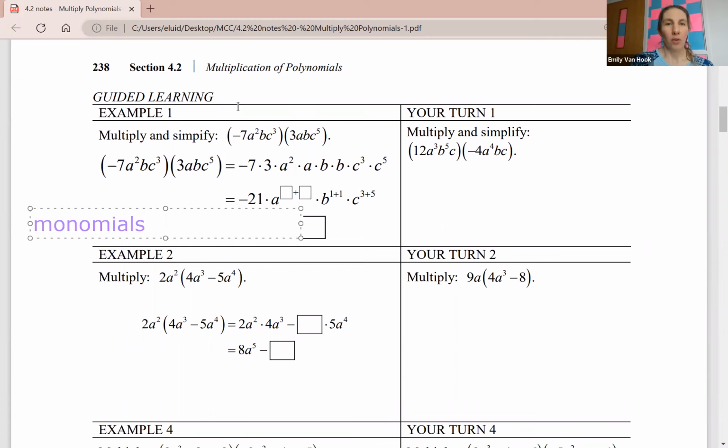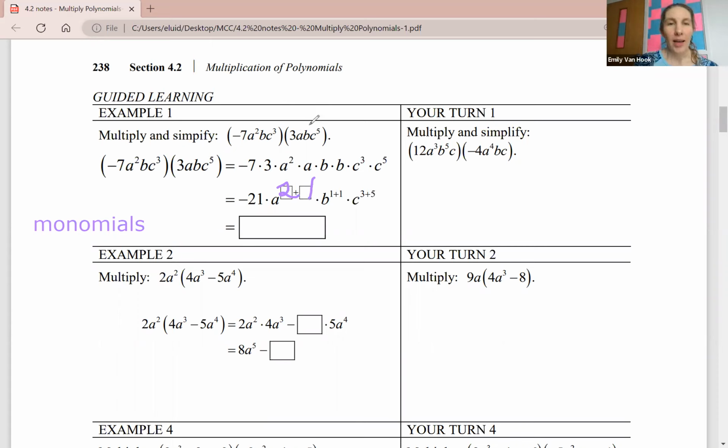So here's where we're multiplying the coefficient numbers. So the original problem is negative 7a squared bc to the third times 3abc to the fifth. So we'll multiply the coefficients. Negative 7 times 3, there's negative 21. Then we'll multiply the powers of a squared times a to the 1. Having trouble writing that small, but our exponents are 2 and 1. So we're going to be adding those exponents together. 2 plus 1 will become 3 in our final answer.